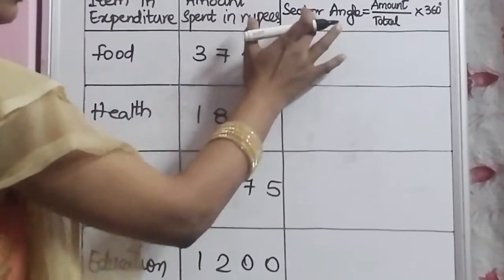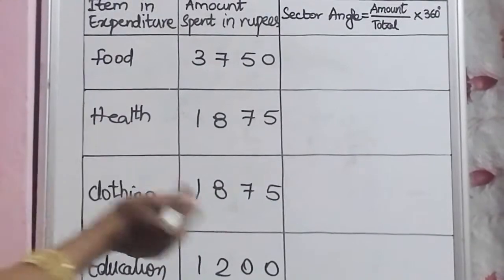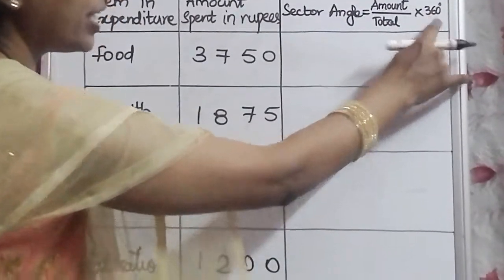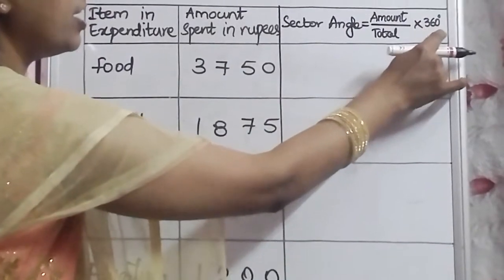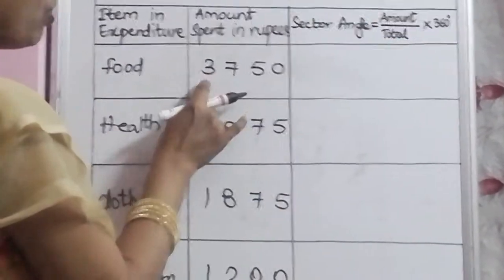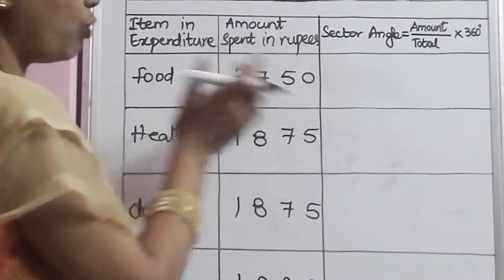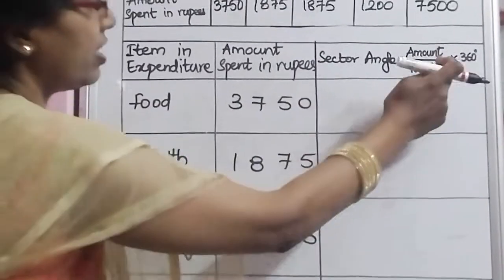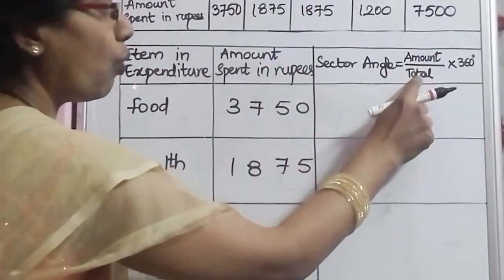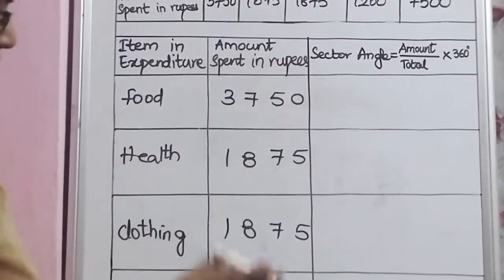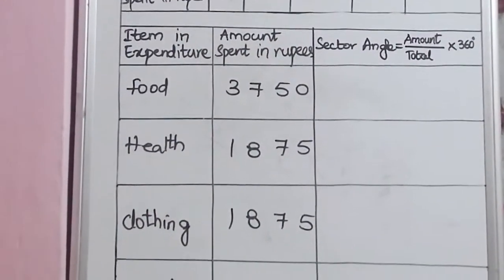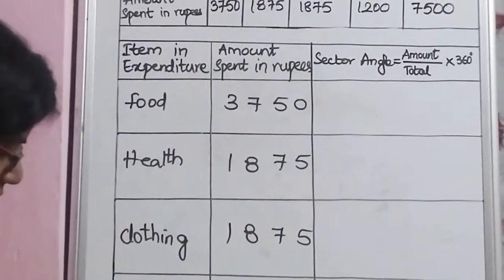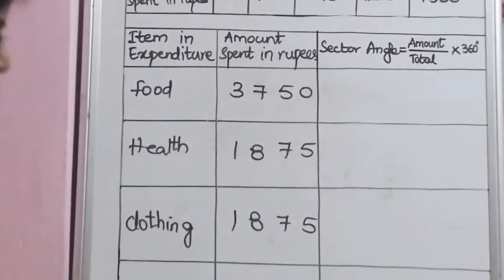Without the angle you cannot draw a pie diagram. You know that for a circle the angle which is formed at the center is 360 degrees. Amount means whatever amount is given for individual item, that is the amount you have to take. Total means whatever total amount is there, that you have to find out. So let us find out the total. Okay, how to find out the total?